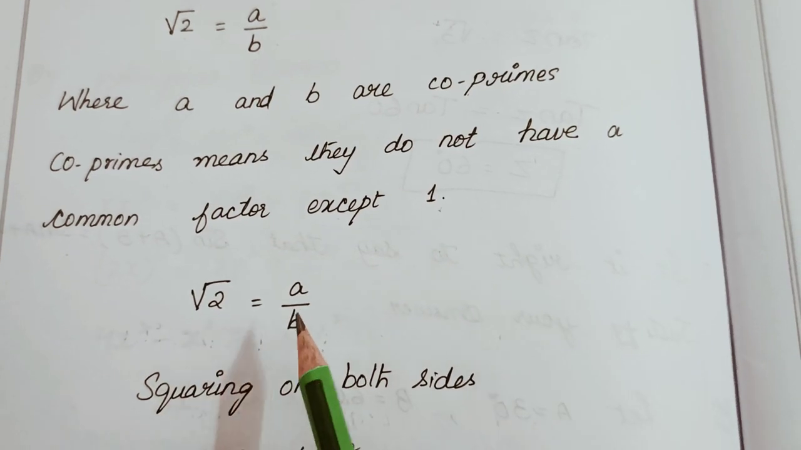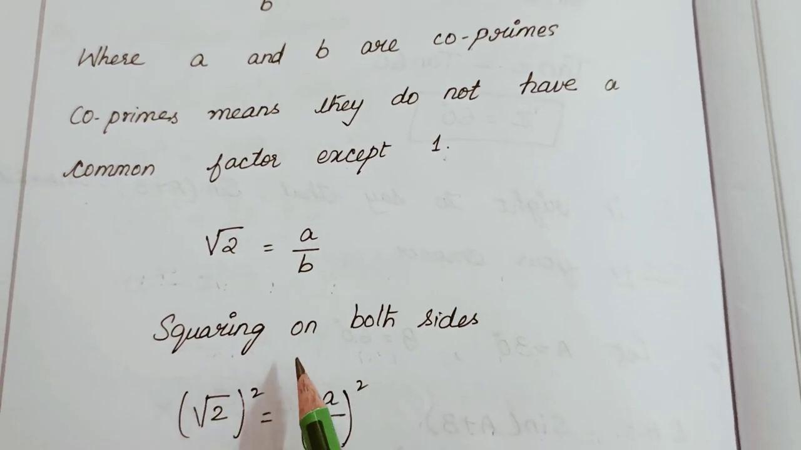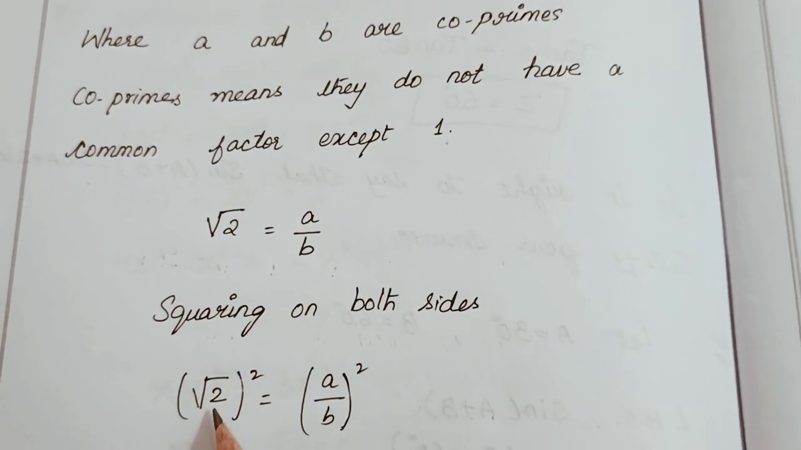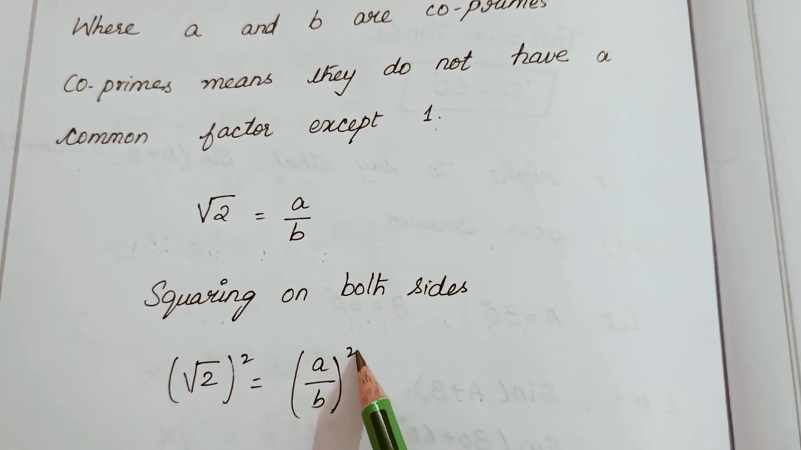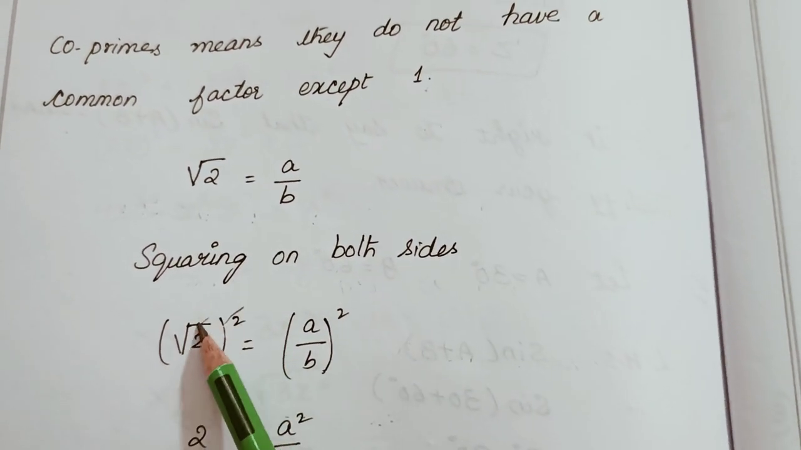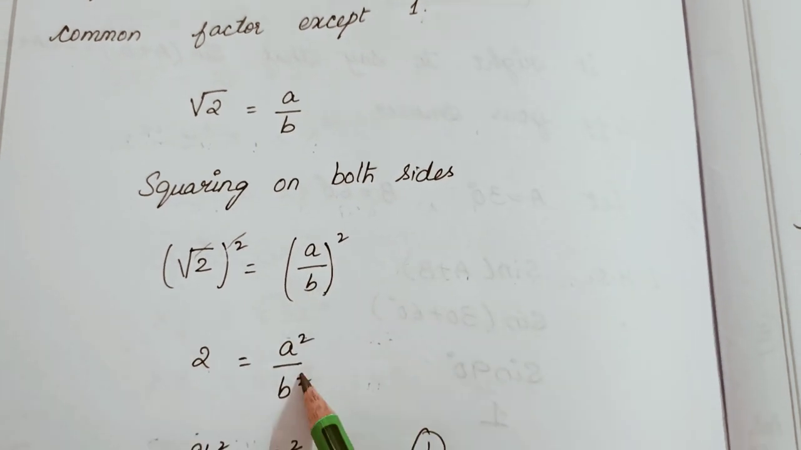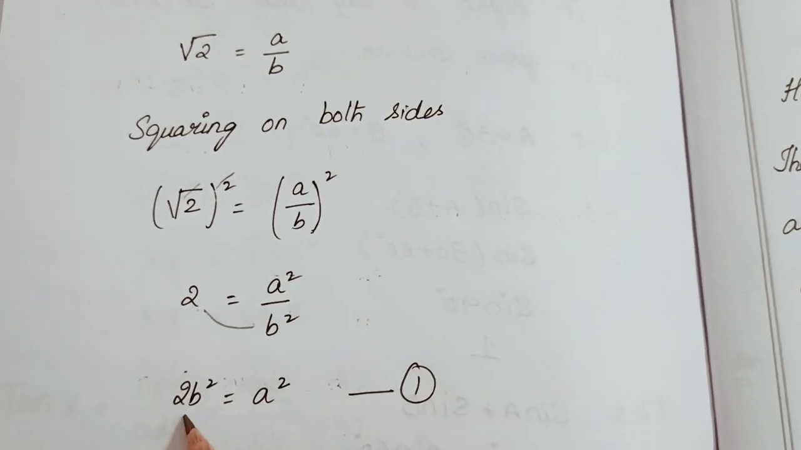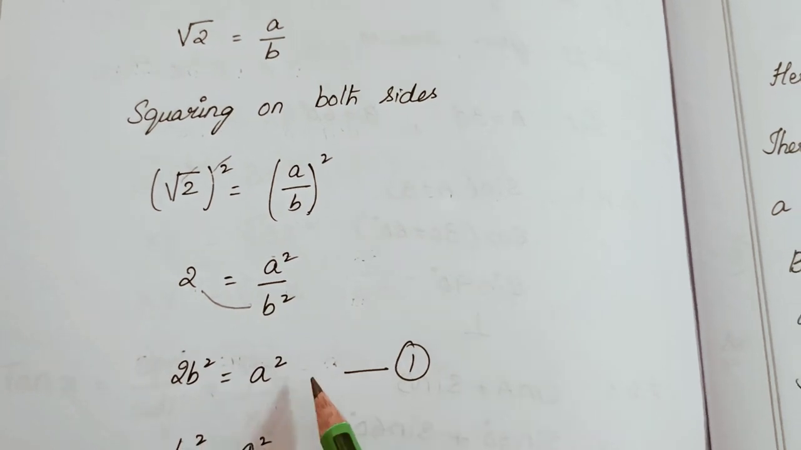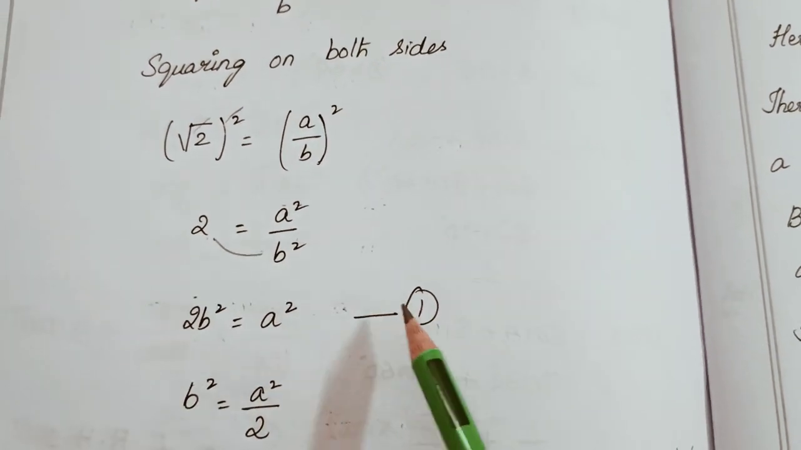So root 2 is equal to a by b. Now squaring on both sides. Here also squaring. The square and root get cancelled. You will get 2 is equal to a square by b square. Now cross multiply: 2b square is equal to a square. Put it as the first equation.